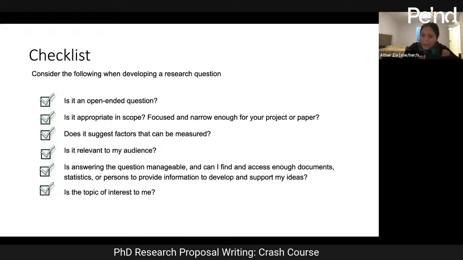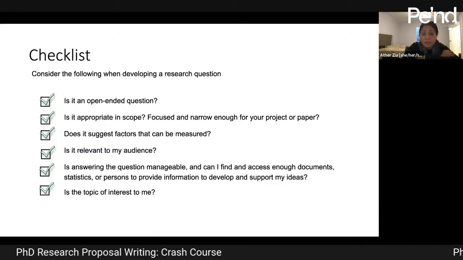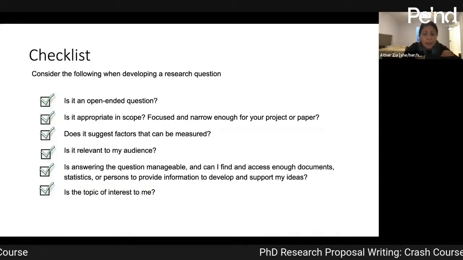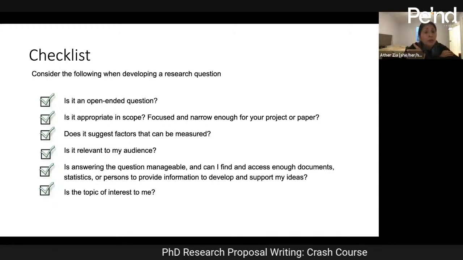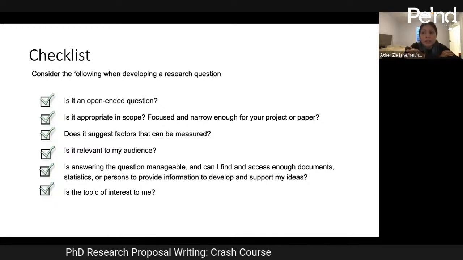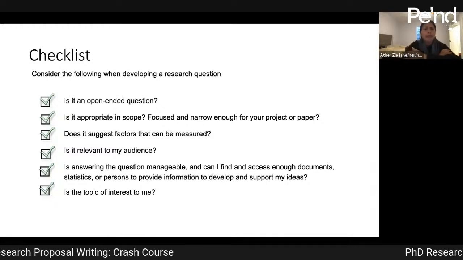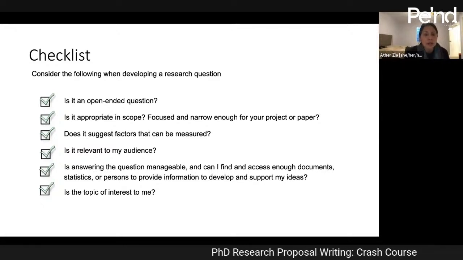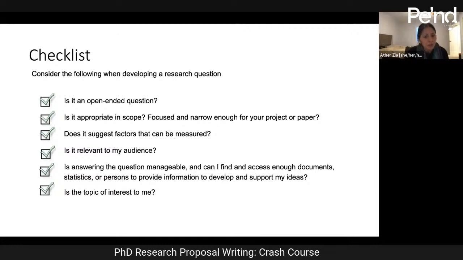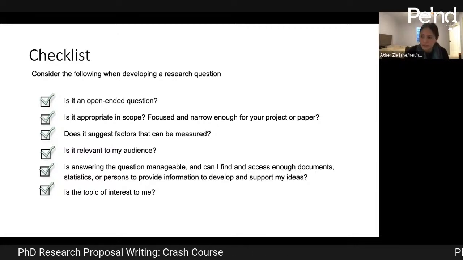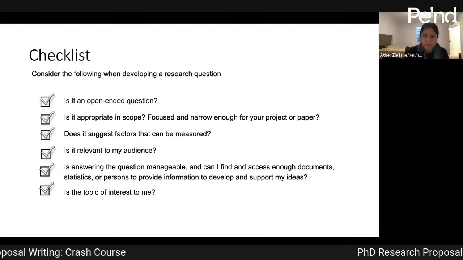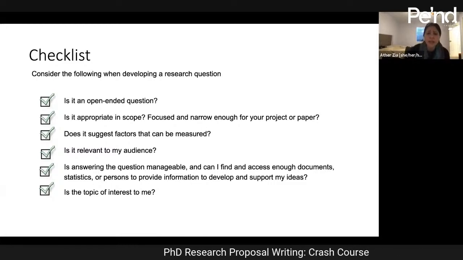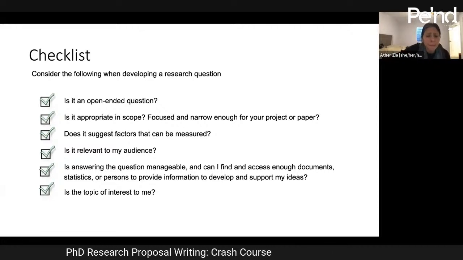Is answering the question manageable? Can I find and access enough documents, statistics, or persons to provide information to develop and support my ideas? This is the most important. If someone is doing something in history, and they want to use an archive which probably is classified and they can't get to it, that is going to be an impediment. You have to think, is this doable, whatever I'm choosing to do? Am I going to get the resources? Are there going to be people who are going to talk to me? And again, I have some ideas regarding this.